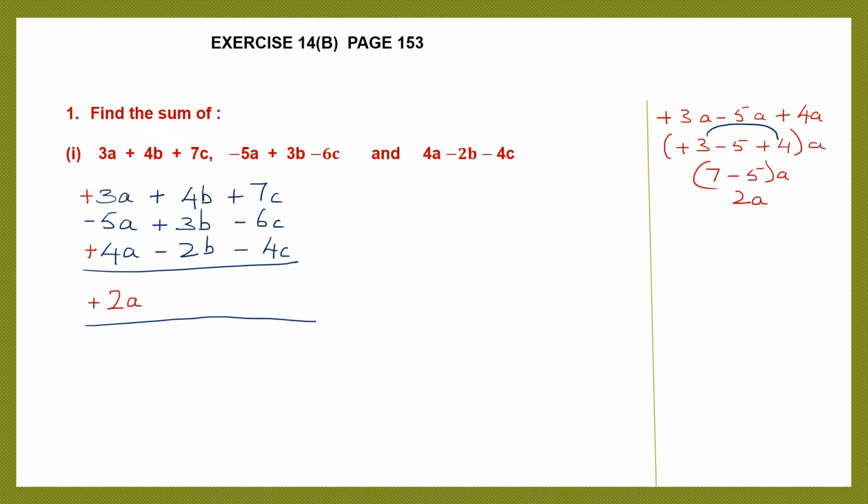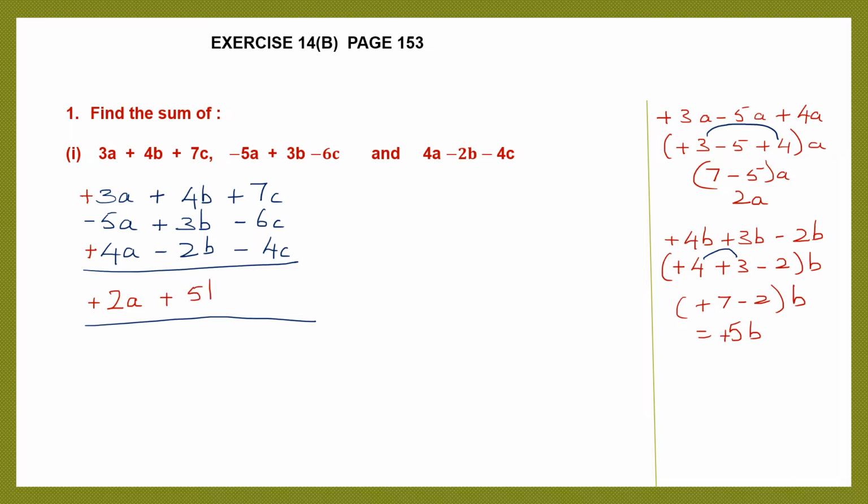Then the next one is plus 4b plus 3b minus 2b. Take only the numbers plus 4 plus 3 minus 2b. Now add the numbers with a plus sign. Plus 4 and plus 3 is plus 7 minus 2b. We get 7 minus 2 is 5, 5b. So here we have plus 5b, putting the sign of the bigger number, plus 5b.